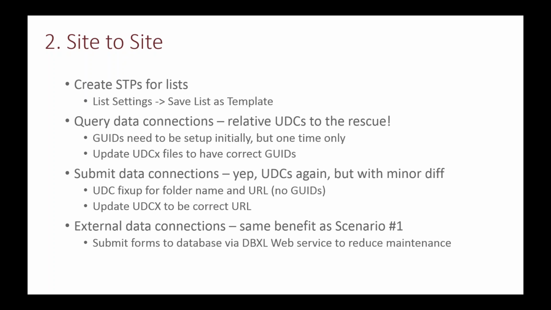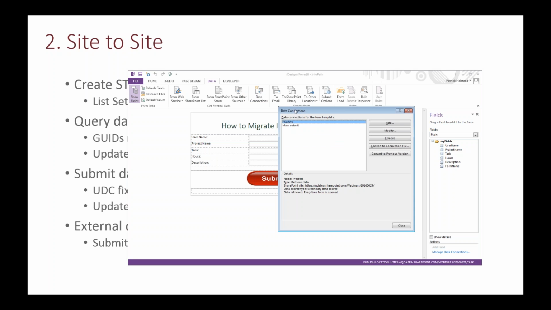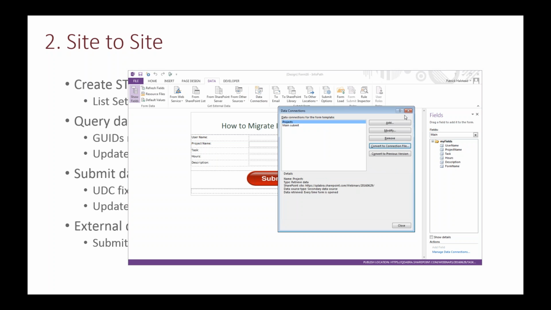you can create an STP for your list. In the list settings, you can save your list as a template, and you can create it on the new site. Then what you're going to do is convert your data connections to be relative UDC files. The way you do that is in your data connection wizard here. Many of you have probably already done this. You just go in here and click Convert to Connection File. And then you browse to, you have to have a data connection library. So this is very familiar to some of you.